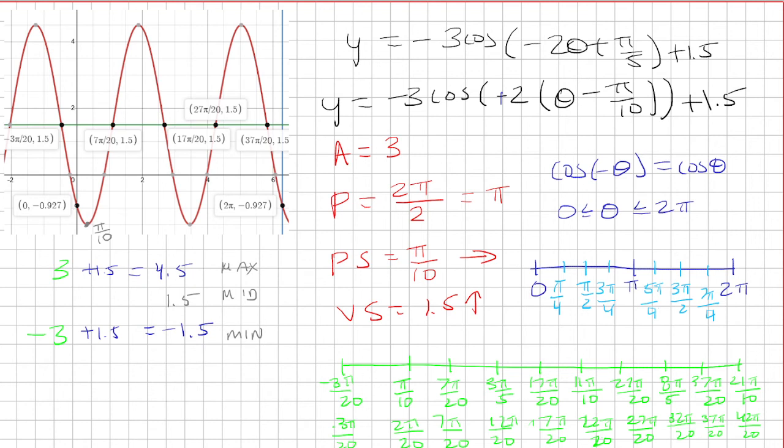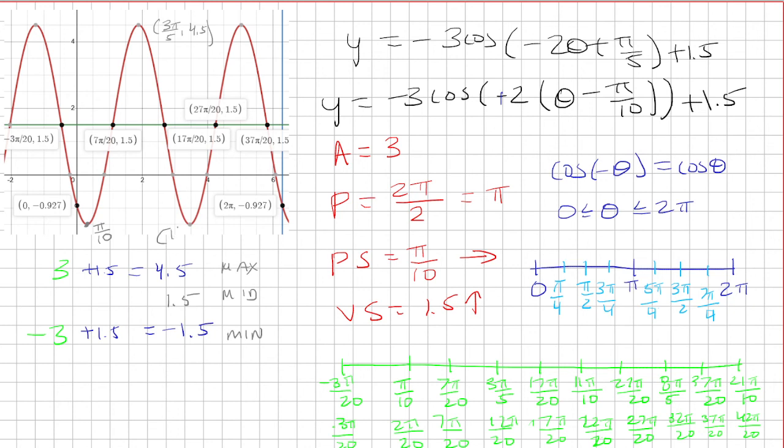Okay, what's after pi over 10? That's 7 pi over 20. You go from the minimum to the middle here. The middle is 1.5. And then we go to the next one, which is 3 pi over 5. That's up here. 3 pi over 5, that's the maximum, which is 4.5. Now from the maximum, you go down to the middle, which is 17 pi over 20. That's this guy right here, and the middle we said is 1.5.